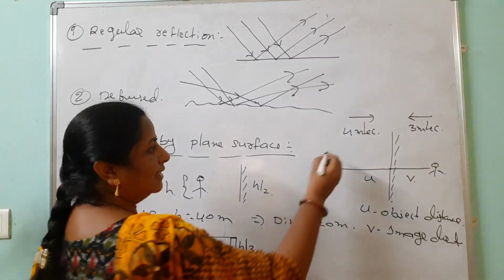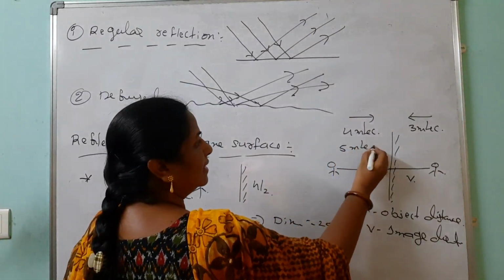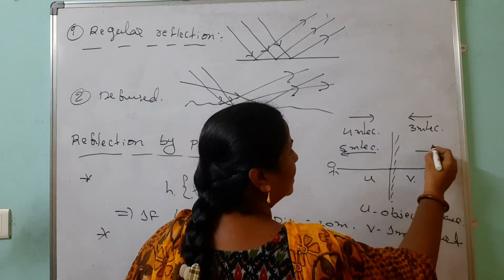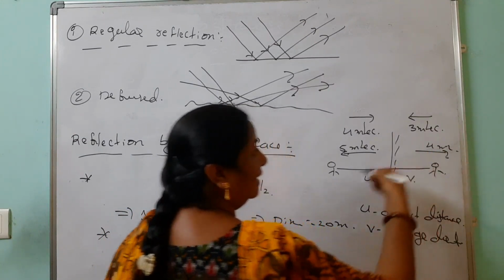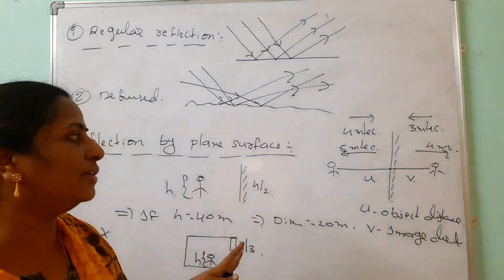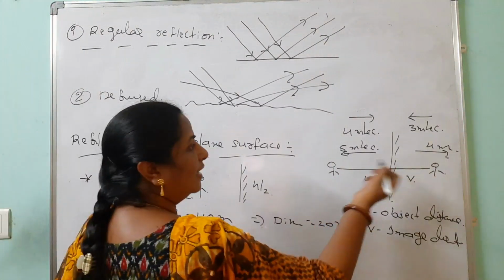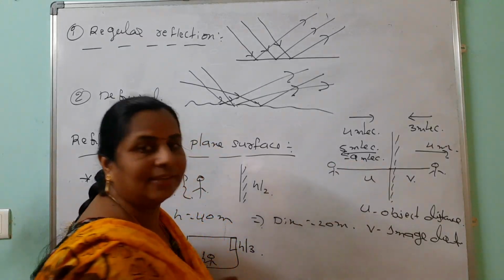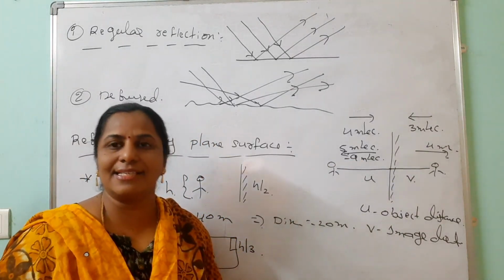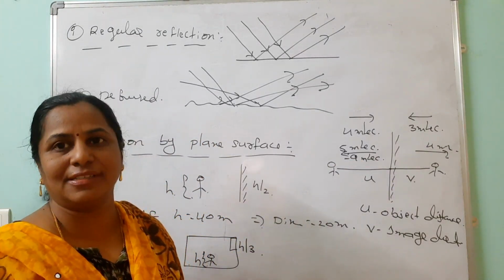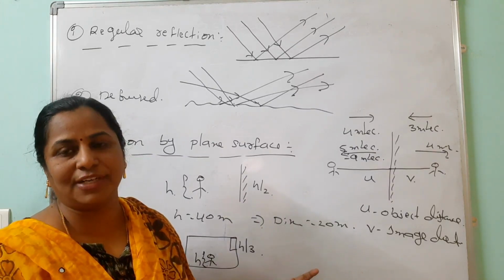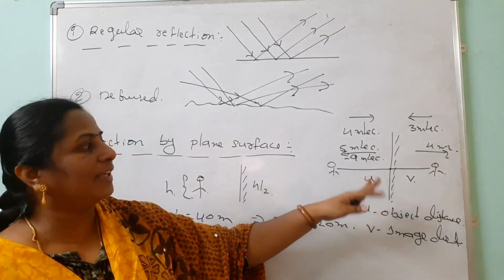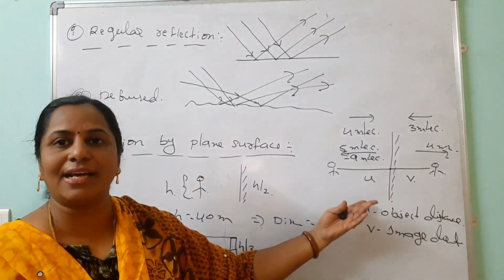In the second case, if it is moving 5 meters per second away from the mirror, same thing you should observe: the image is moving 4 meters per second. Here also both are moving opposite to each other. 5 plus 4, relative velocity is how much? 9 meters per second, but we can show it with a negative sign. Like that, in the case of moving bodies also, we can find the object velocity and image velocity, because we can find the relative velocity and the individual velocities also.